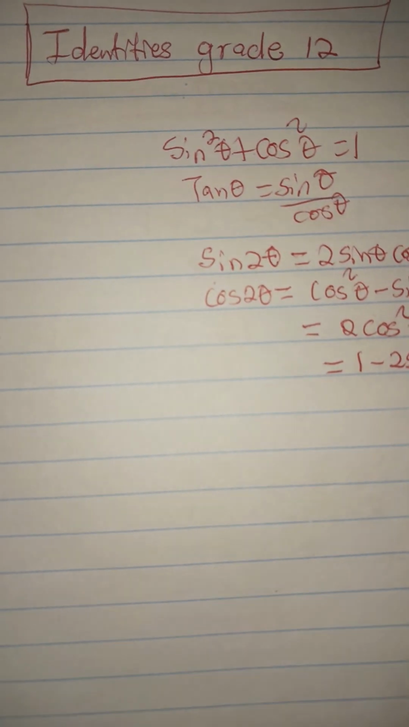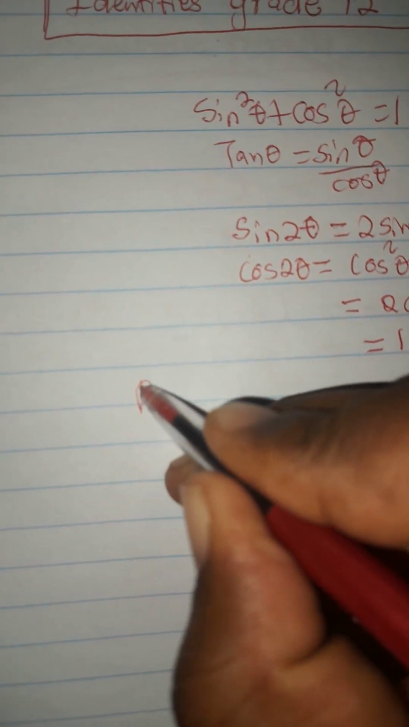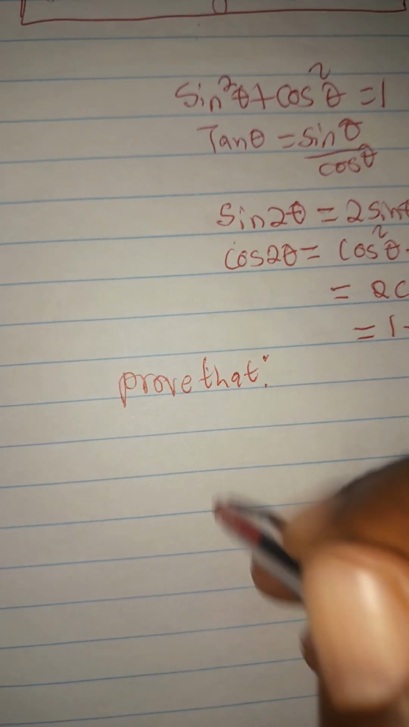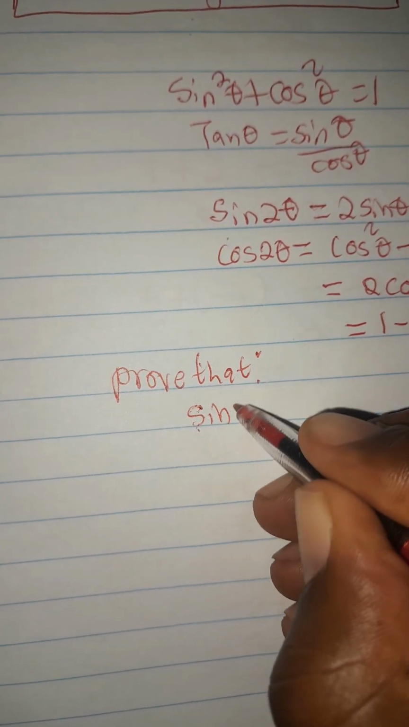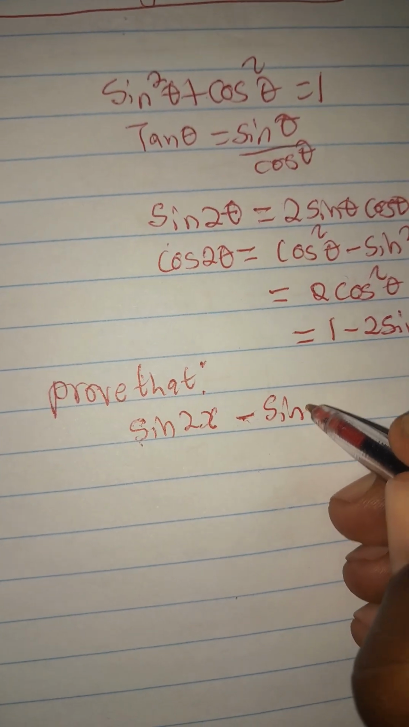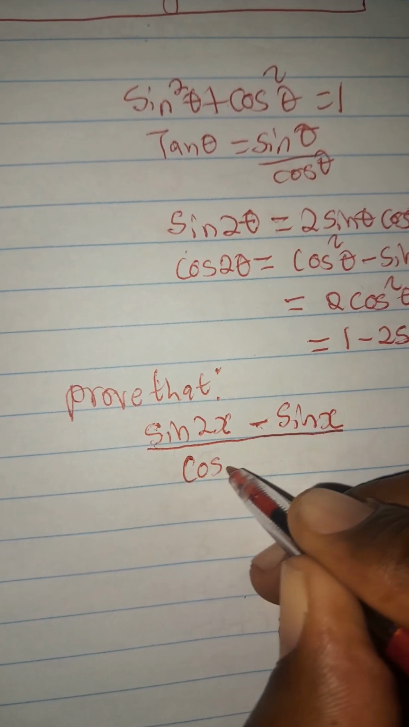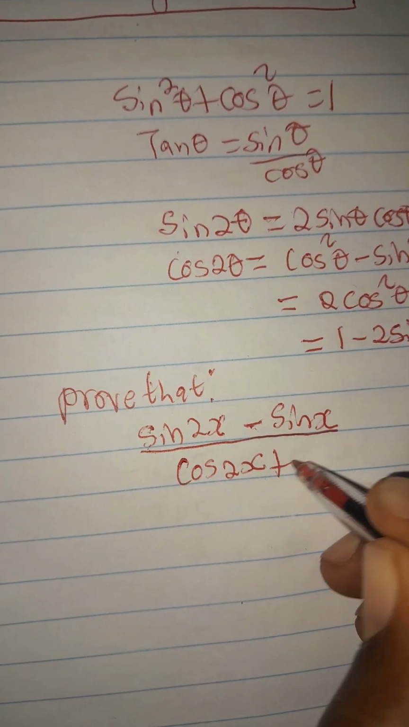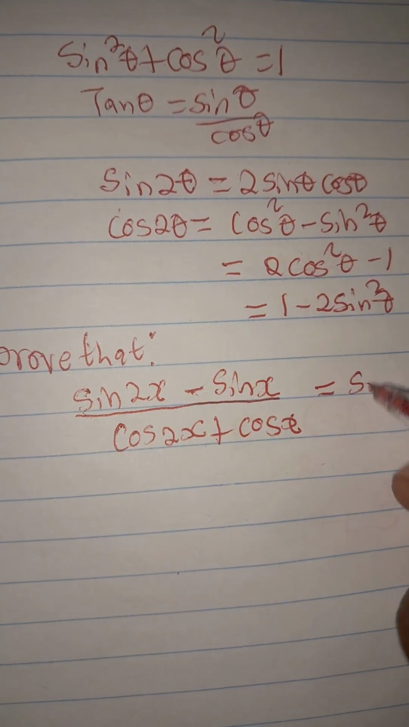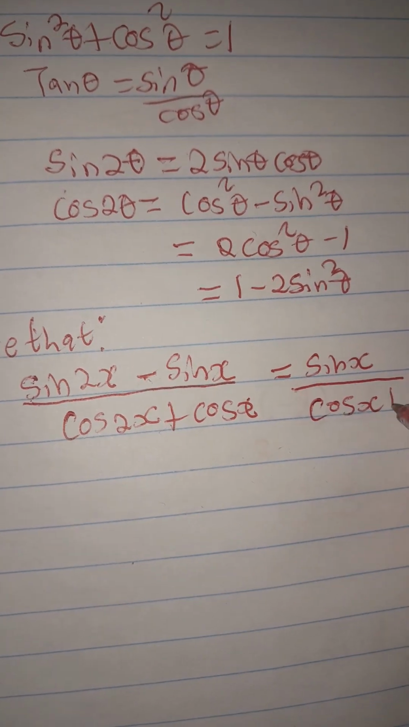So in this video we are going to apply them, especially for trigonometric proofs. Consider that you're required to prove that sine 2x minus sine x, divided by cos 2x plus cos x, equated to sine x divided by cos x plus 1.